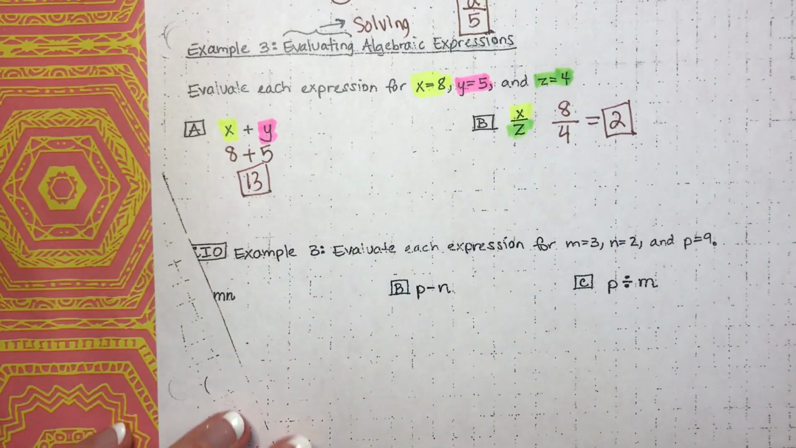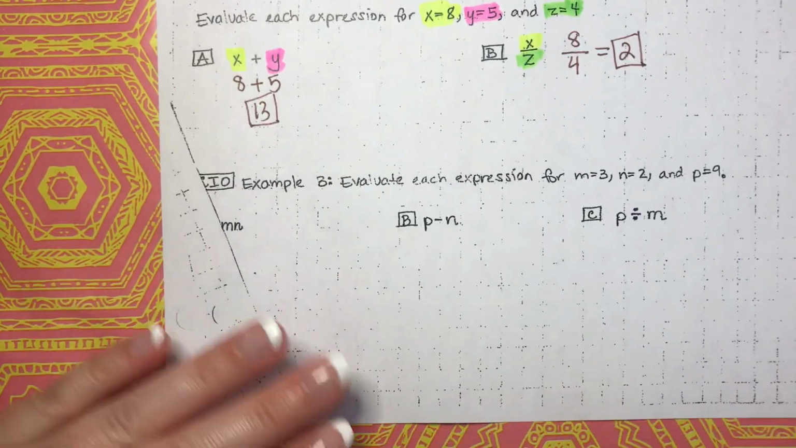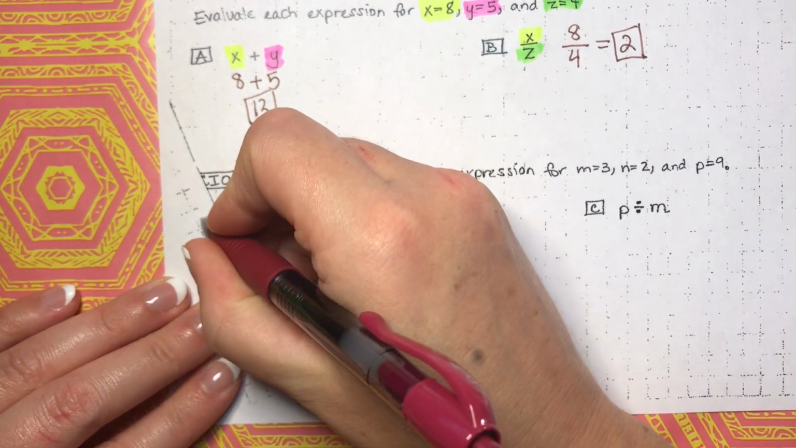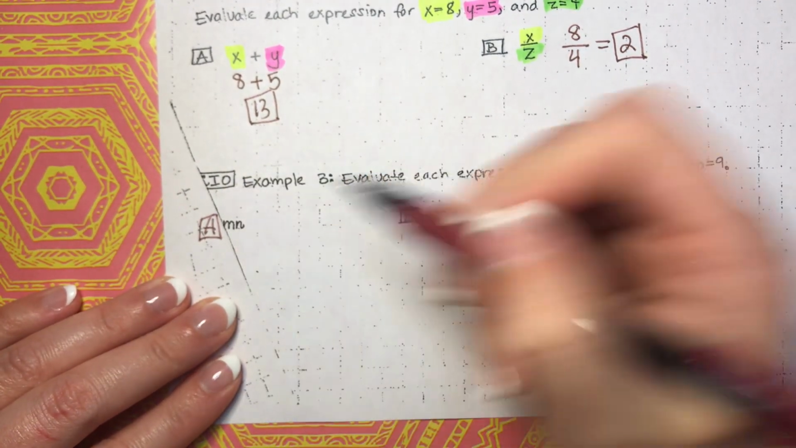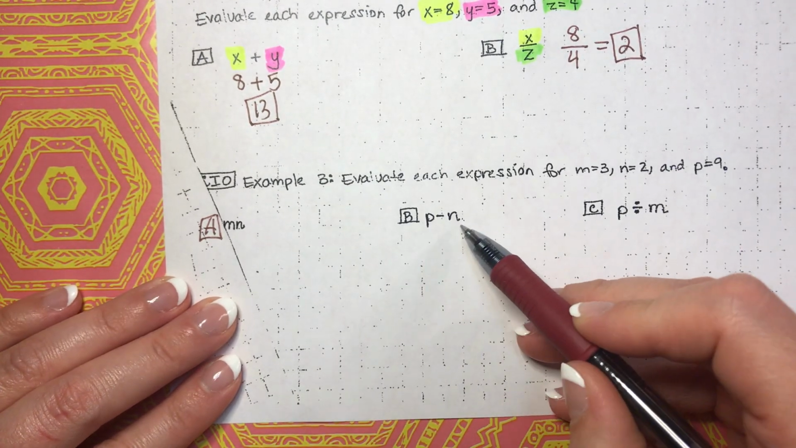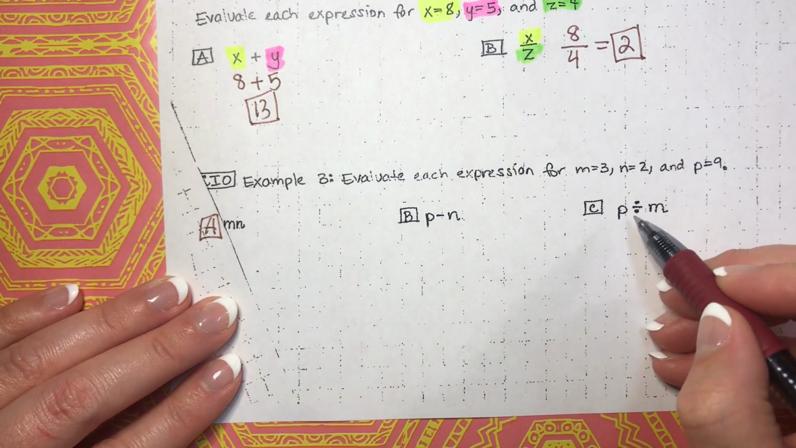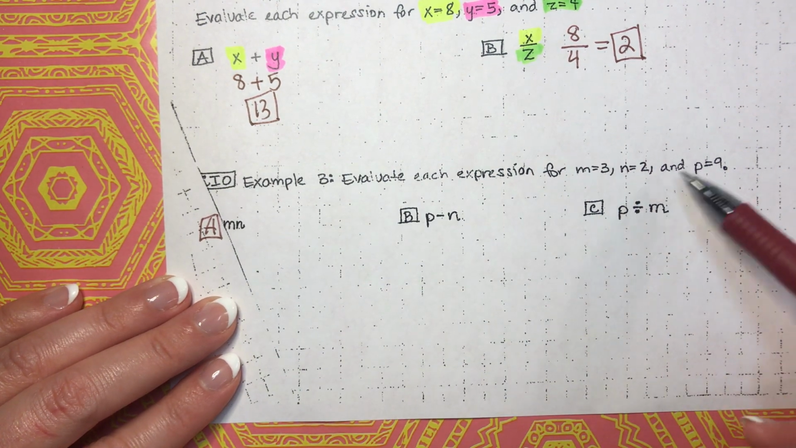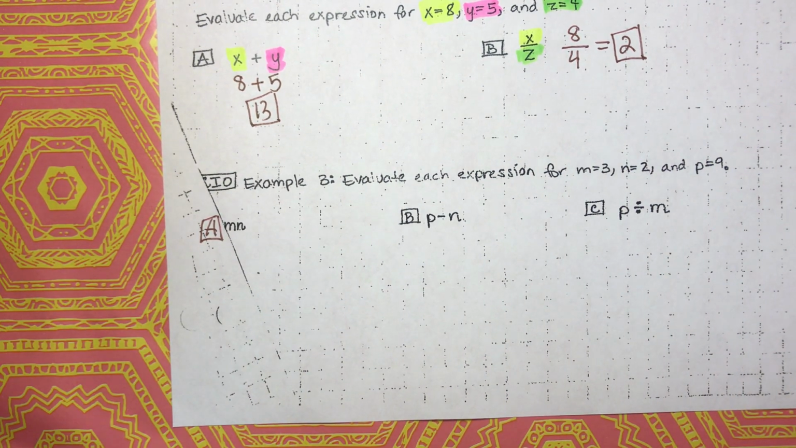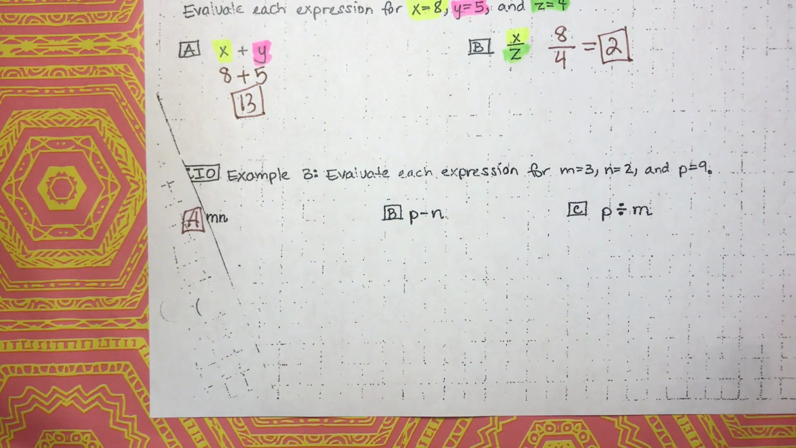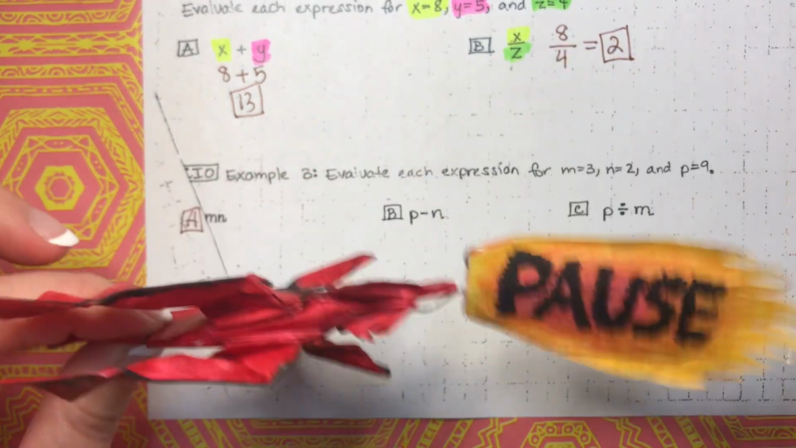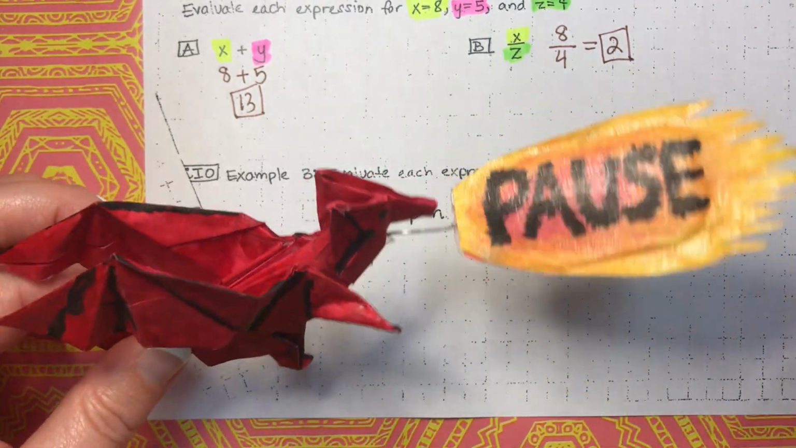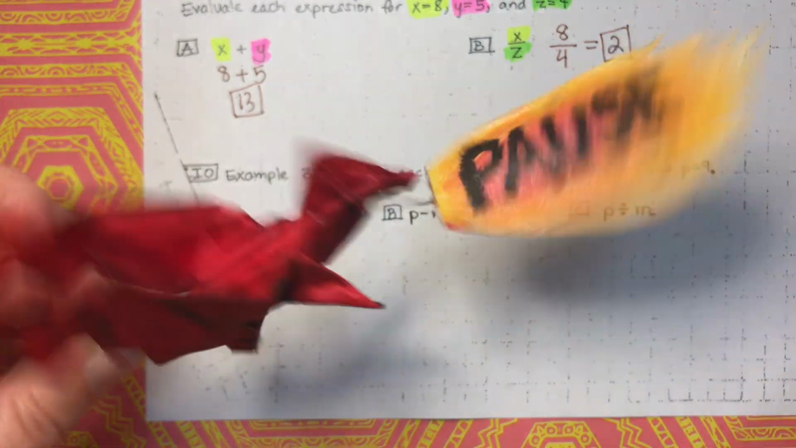All right. Now it is your turn to check it out. Example 3. We have A right here, MN, B, P minus N, and C, P divided by M. So you're going to evaluate each expression for M equals 3, N equals 2, and P equals 9. I want you to try to go ahead and do this on your own. So here's my friend the Pause Dragon reminding you to pause, go ahead and work out A, B, C, and when you get done, press play and we'll talk about it. All right, see you in a bit.